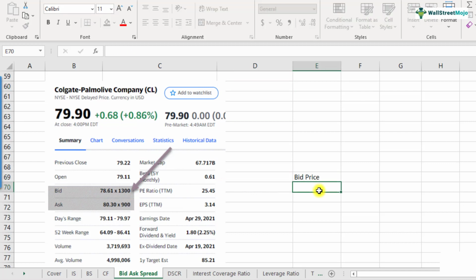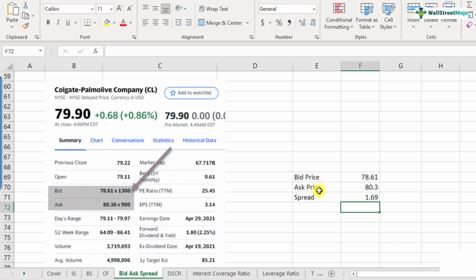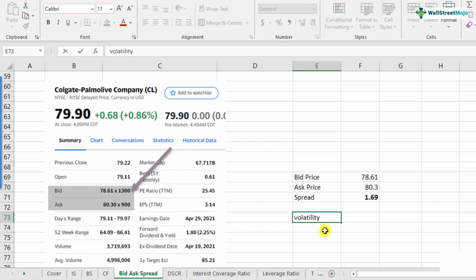So the bid price is 78.61 and the ask price is 80.30. So the bid ask spread is equal to 80.30 minus 78.61, that is 1.69. There are a couple of observations that we can make. As compared to the absolute stock price, that is around 79.90, the spread of 1.69 is very, very low. What happens when the spread is very low? There are very frequent transactions that would definitely happen. Then we said that the volatility in price will also be very low.